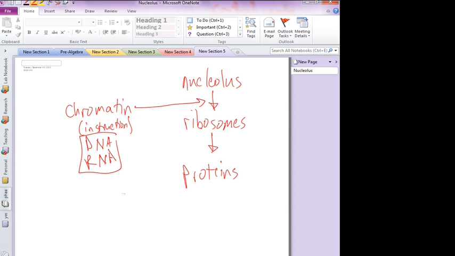Samantha. Okay, so notice the way that the arrow goes here. So it's working down. Correct. The direction of the arrows is the way that it works. So the arrow points from nucleolus to ribosomes, so ribosomes are produced by the nucleolus. Okay. And then the ribosome arrow goes to proteins, so proteins are produced by ribosomes. Okay? Does that answer your question?